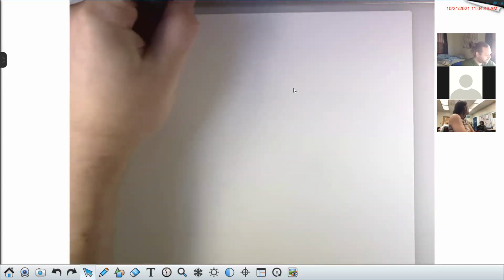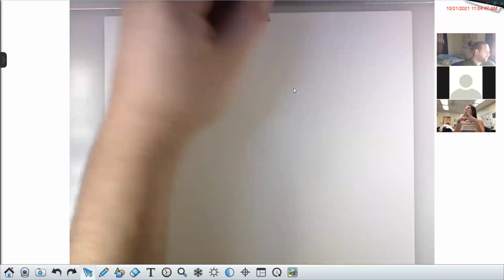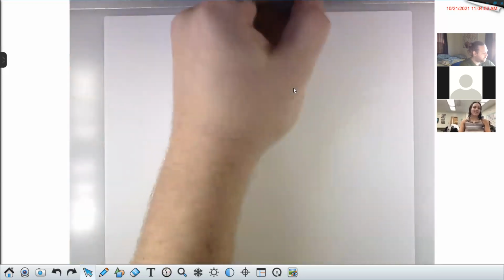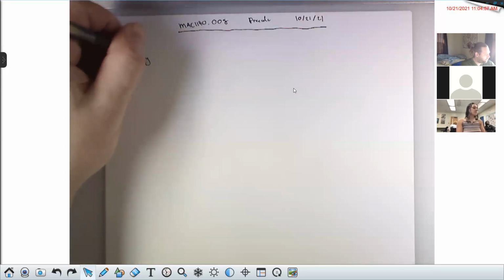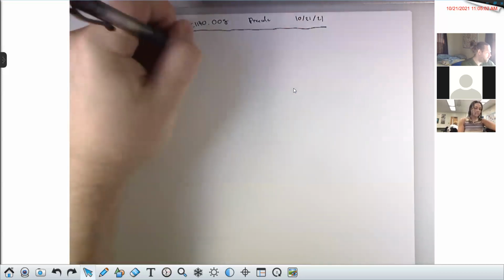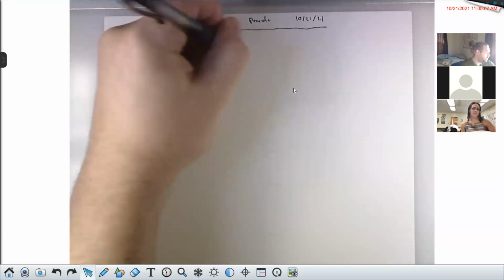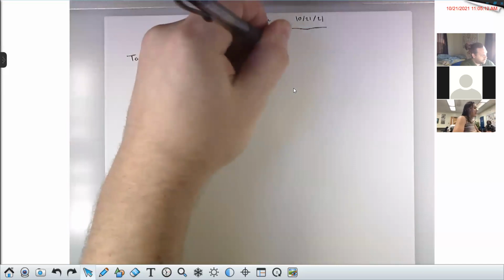Okay, so here we go. Let's do the thing. This is MAC 1140. The section number is 008, which means this is pre-calc. And today is the 21st of October, 2021. It is my wife's birthday. And today, we're going to do more polynomial and rational inequalities.